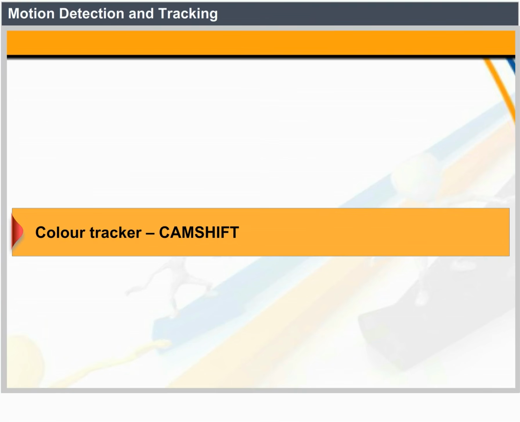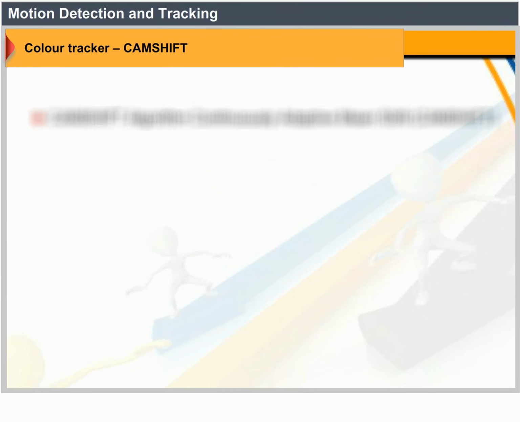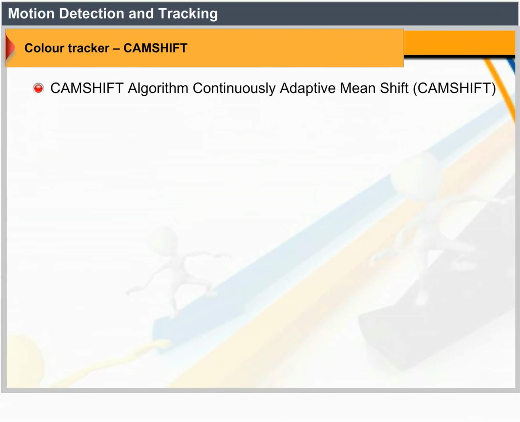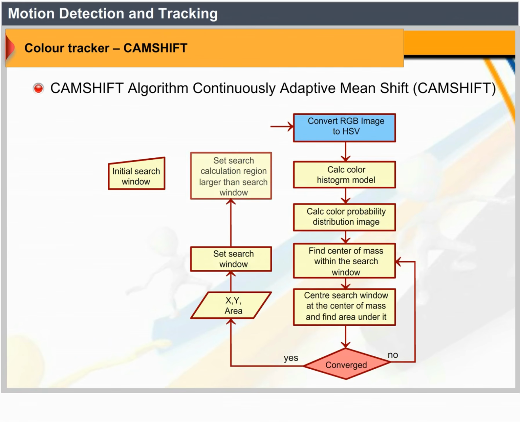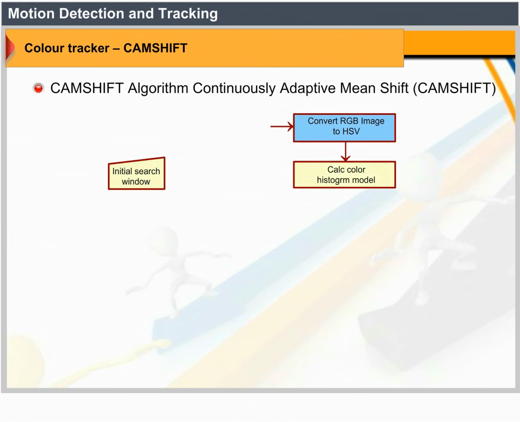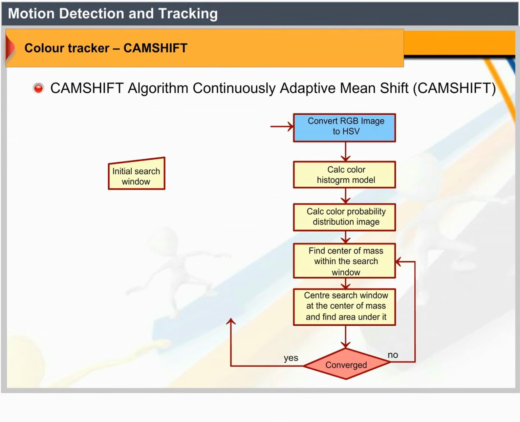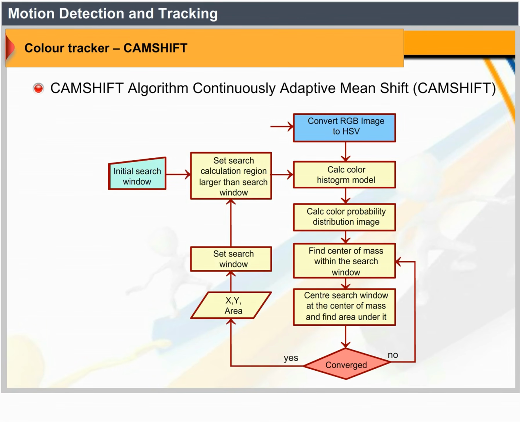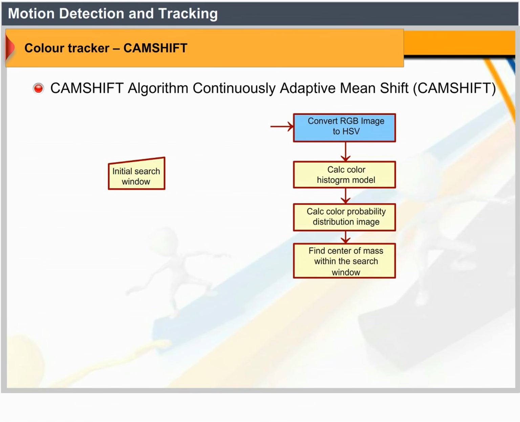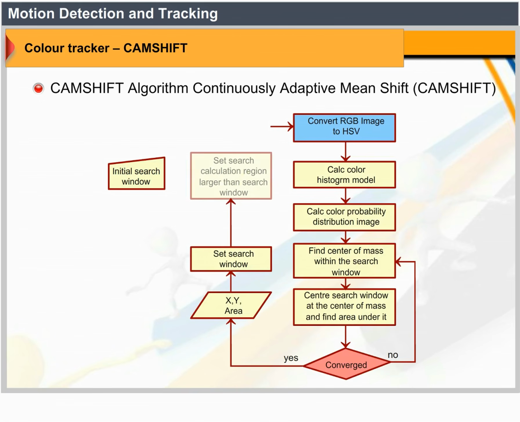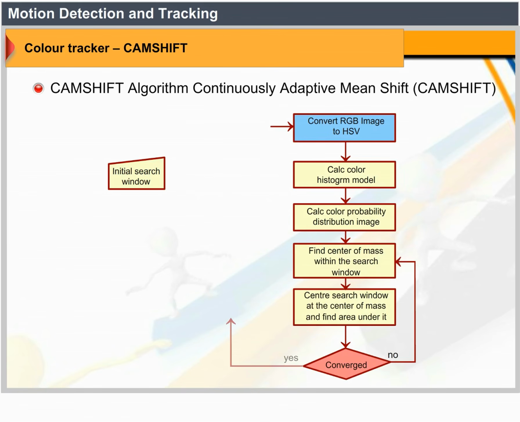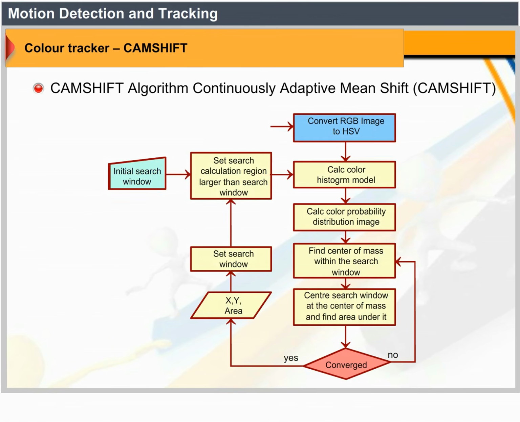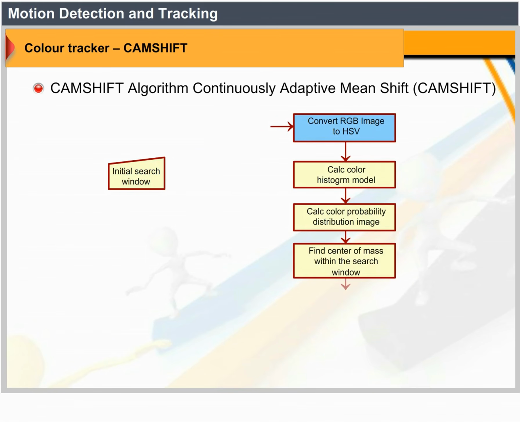Color tracker, CamShift. CamShift algorithm, continuously adaptive mean shift. CamShift algorithm: RGB image. Convert RGB image to HSV. Initial search window. Set calculation region larger than search window. Calculate color histogram model. Calculate color probability distribution image. Set search window. Find center of mass within the search window. X, Y, area. Center search window at the center of mass and find area under it.